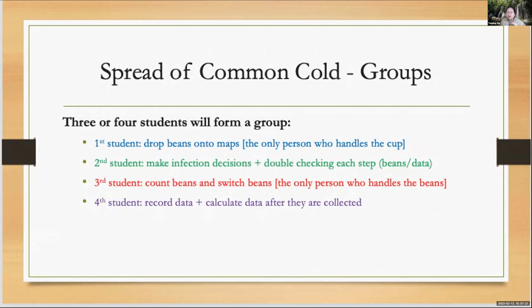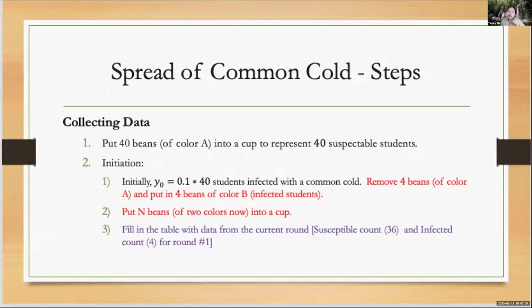So everyone has a very particular job assigned to them, and it doesn't require a high level of mathematical understanding. No matter what their comfort level with mathematics is, they can do a great job. So it's an easy place to start. And the process is we put 40 beans of one particular color into a cup. That represents 40 students who are susceptible. And initially, we decide 10% of this group of bean students are going to be infected.